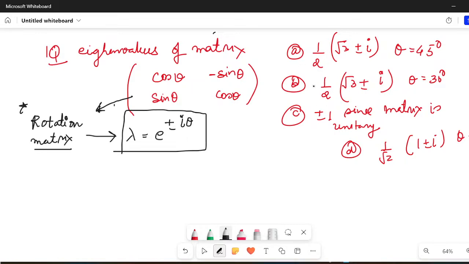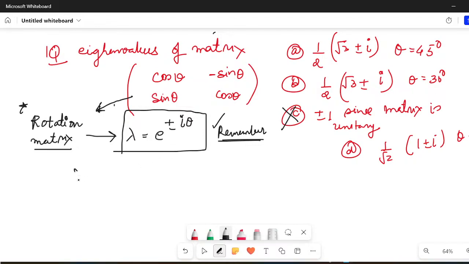Now there are different options given to you. This is something that I recommend you remember, because this will be used quite often. So please remember this particular result: the eigenvalues for the rotation matrix are e raised to power plus minus iota theta. Okay, so now this is clear. Now what you have to do is just place the theta value. So let's place theta equal to 30 degrees.